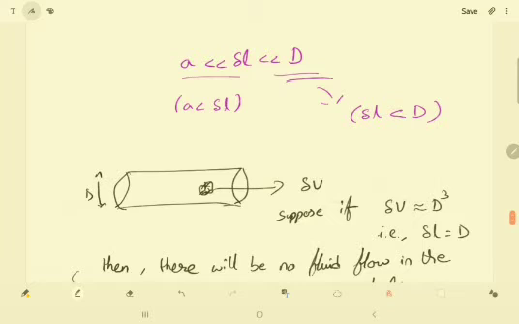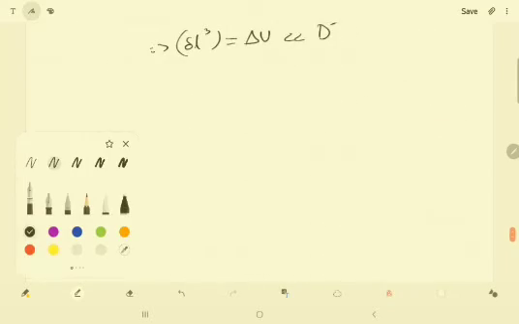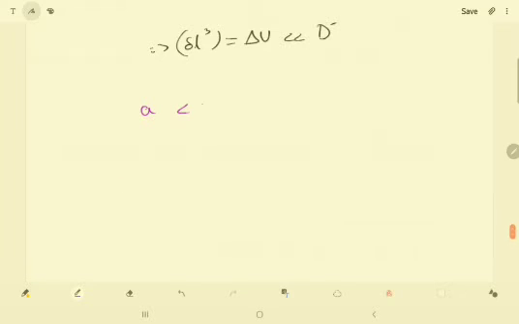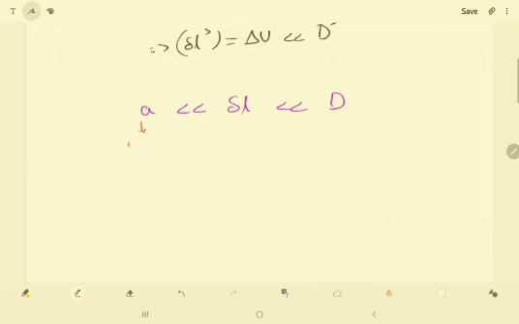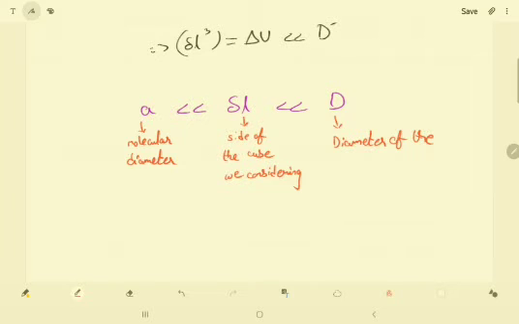Here it only states that. So the validity of the equation is A smaller than delta L smaller than D. Here A means the molecular diameter, delta L means the side of the cube we are considering, and D is the diameter of the pipe.